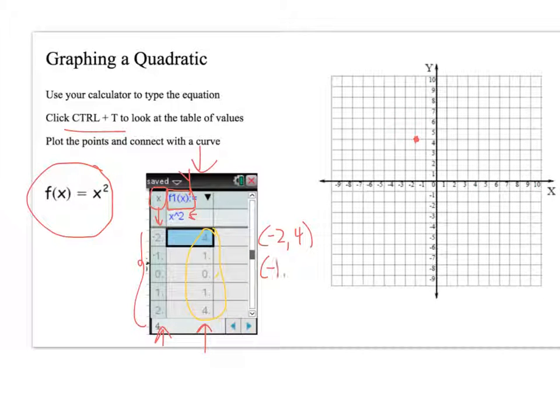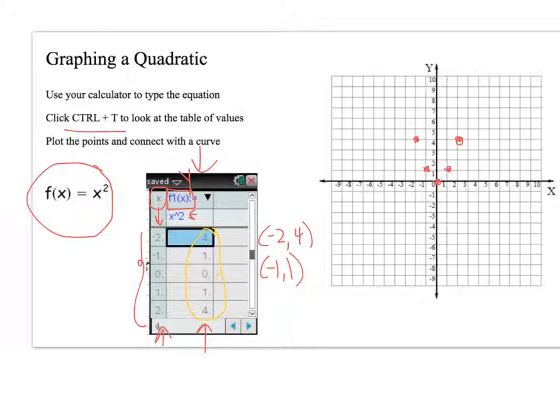Our next point is negative 1, positive 1. Negative 1, positive 1. So we're going to go across negative 1, up 1. Then I have 0, 0, which is my origin. Then I have 1, 1, which is right here. And then I have across 2, up 4, which is here. And you'll notice already, before we even connected, that it makes sort of a U or a V shape.